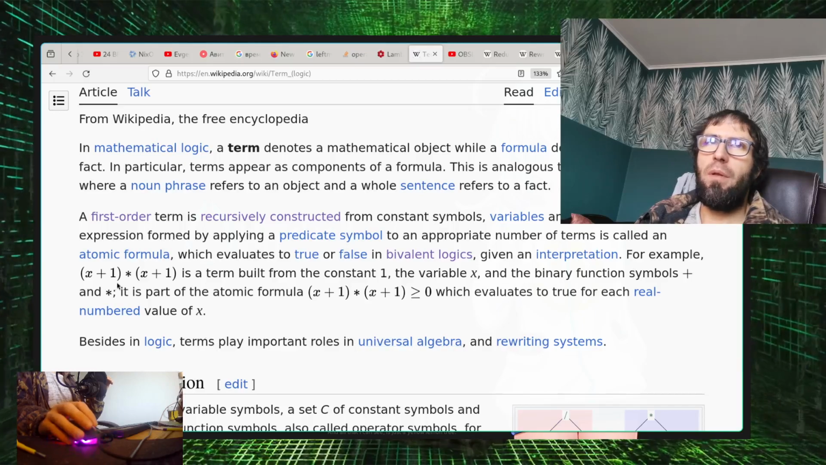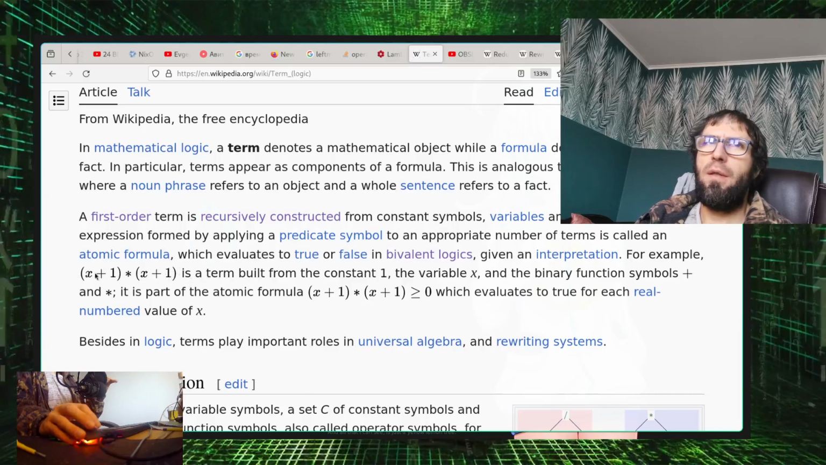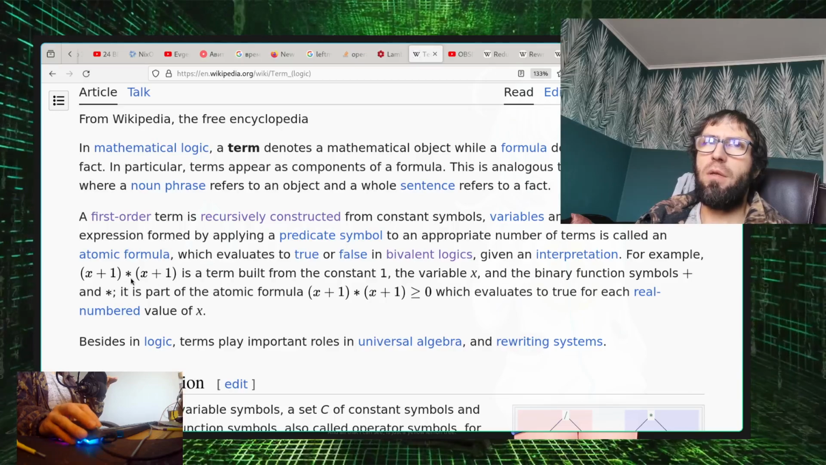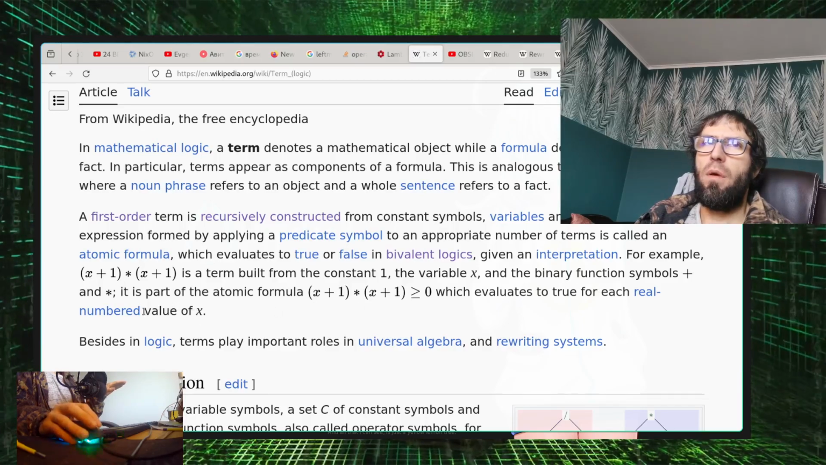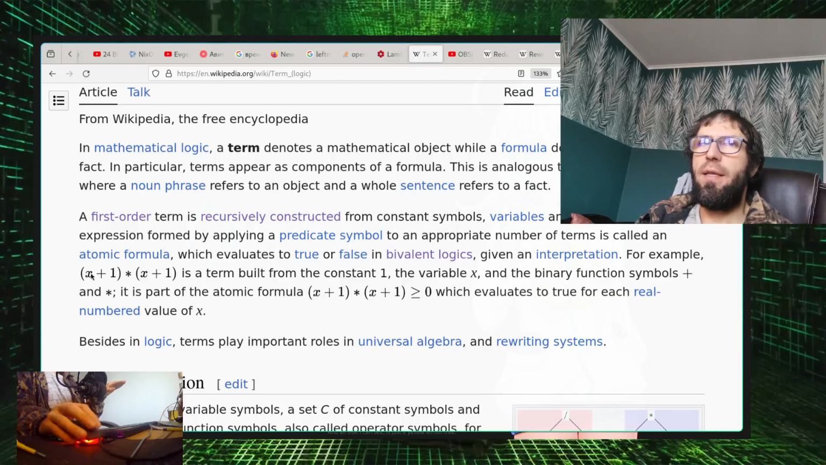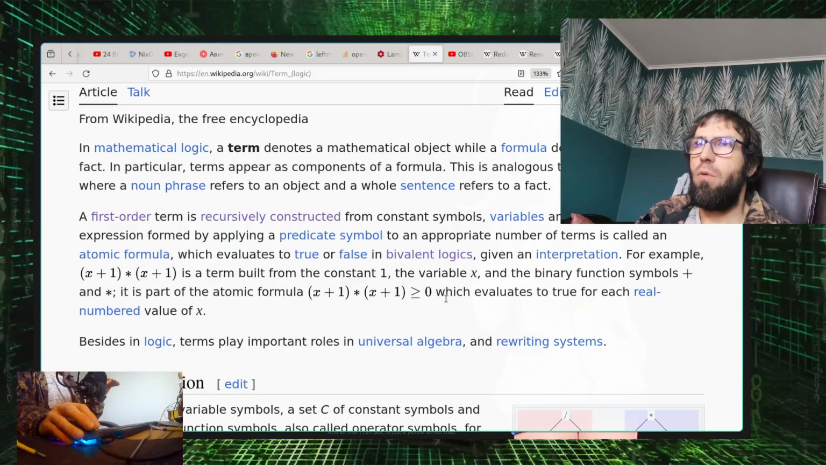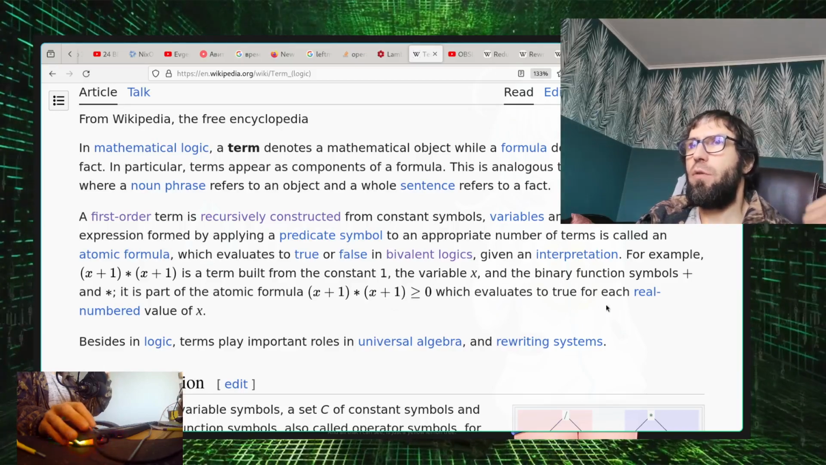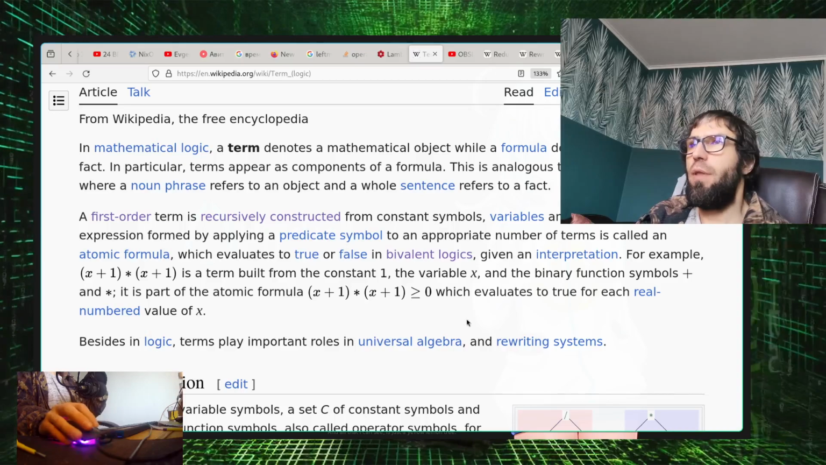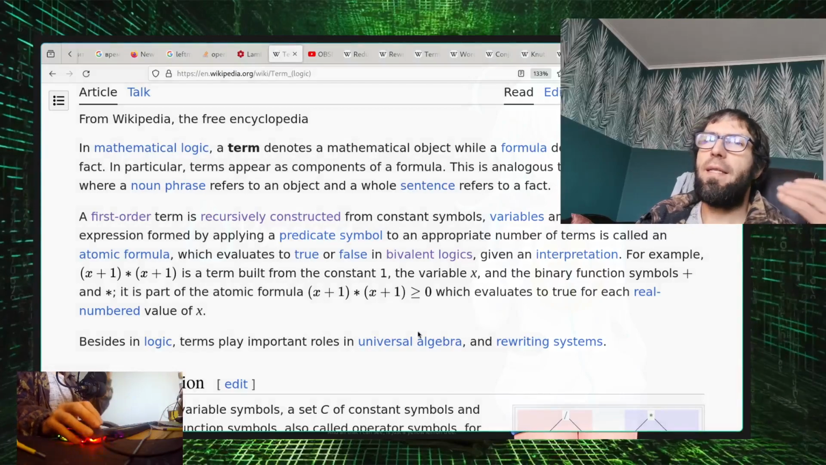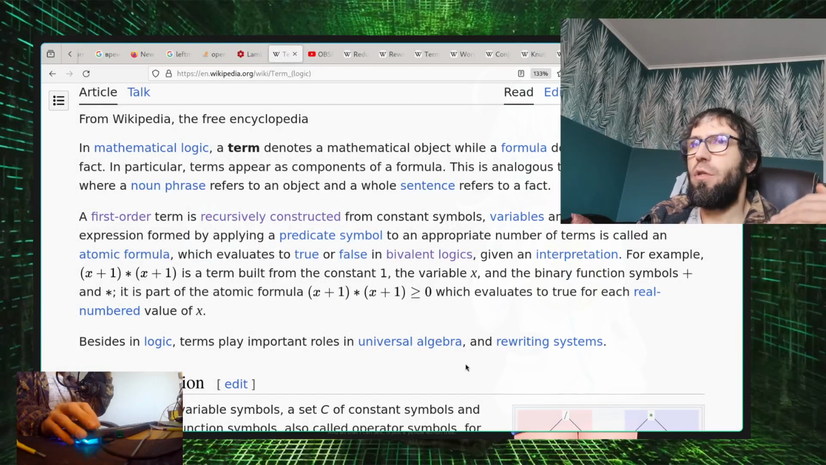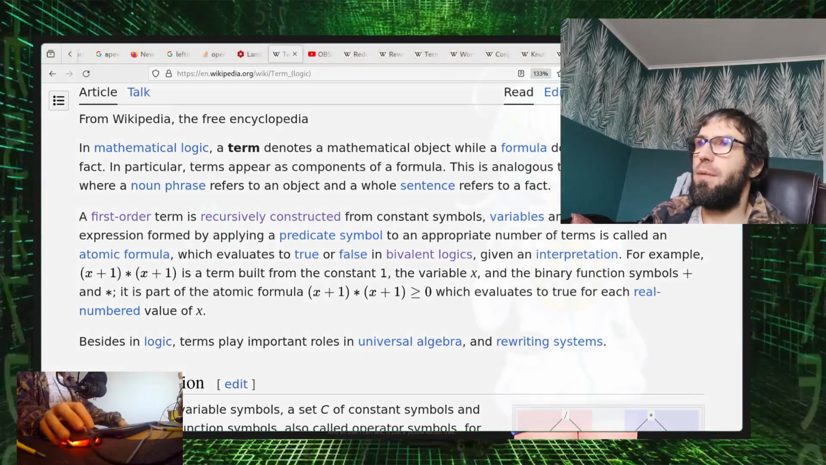For example, we can see here that this is a term. It has constants, variables, and functions. And here we can see that this term is a part of the formula, and the formula itself relates to true for each real number at the value of x. Besides, in logic, terms play important roles in universal algebra and rewriting systems.